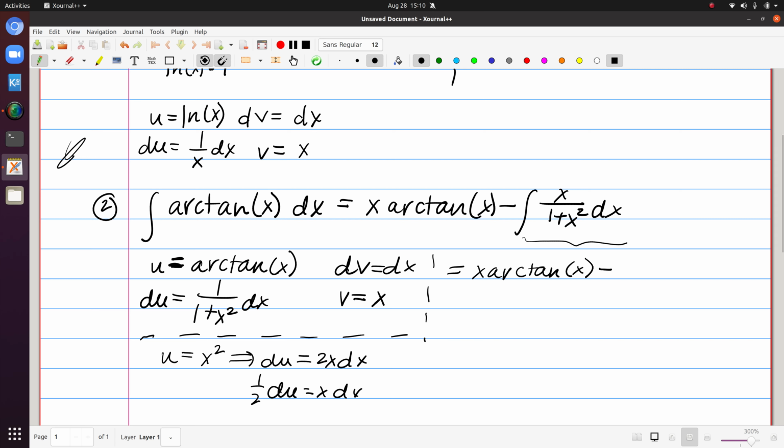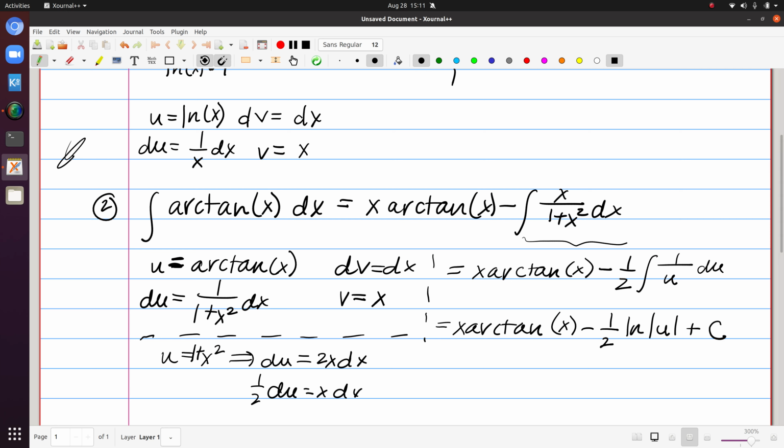But now I'm going to write this as minus 1/2 the integral of 1 over u. Sorry, I should choose u to be 1 plus x squared. I'd have to make another u substitution. So putting in the 1 plus x squared, it doesn't change my derivative du. So putting this in here, I get 1 over u du. Now I can anti-differentiate that to get the natural log. So this becomes x arctangent of x minus 1/2 natural log of absolute value of u plus my integration constant.